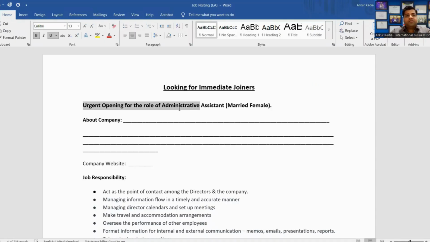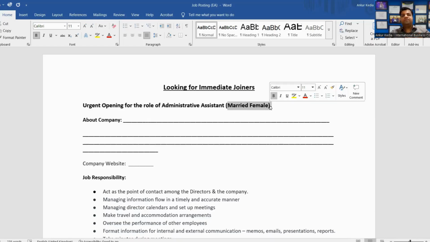Second thing that you should write is urgent opening for the role of the exact designation that you're searching for. So here we are looking for an administrative assistant. Specifically, our requirement for this administrative role is a married female, so it's looking like that.